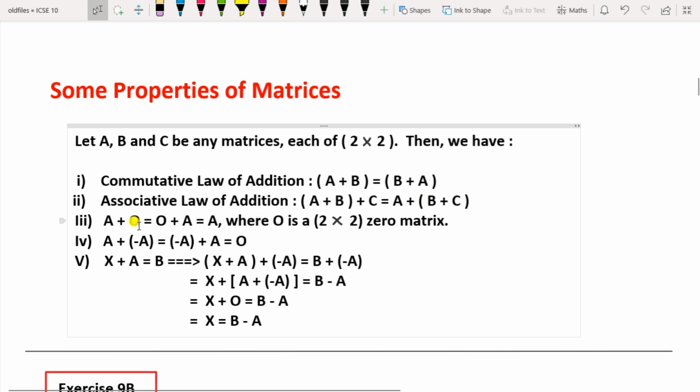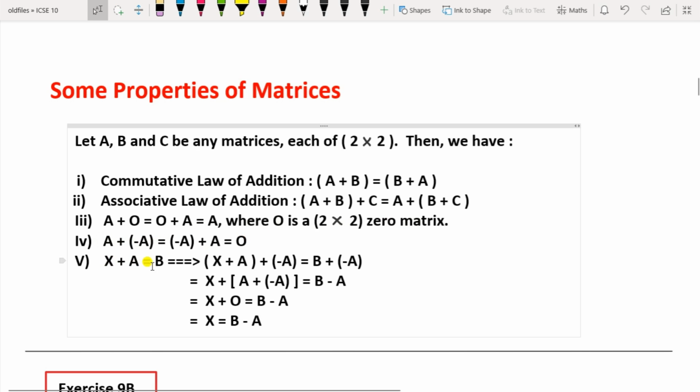Now A plus 0, where 0 means the zero matrix or the null matrix. So A plus 0 equals 0 plus A, which gives you A only, where 0 is a 2 by 2 zero matrix. Then A plus the opposite matrix of A, the negative matrix of A, will give you 0, that you know.